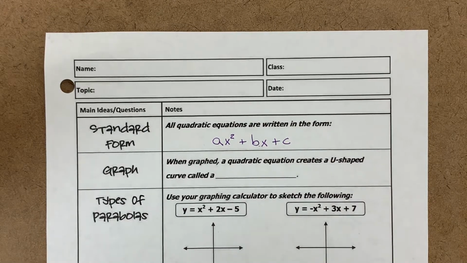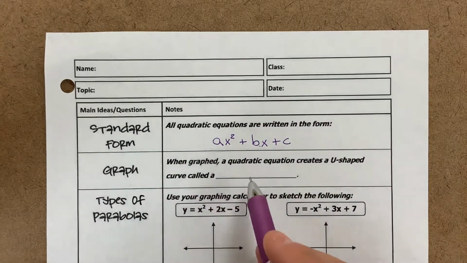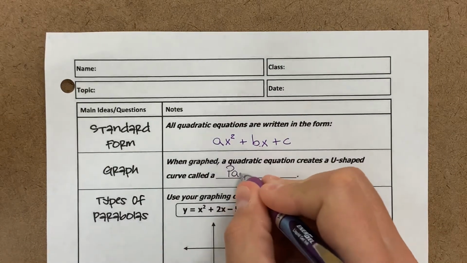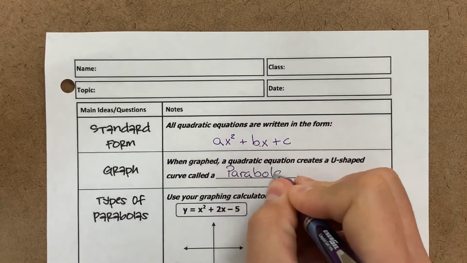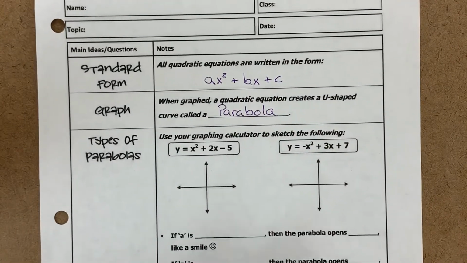Let's start filling in some blanks. A graph of a quadratic. When graphed, a quadratic equation creates a U-shaped curve called a parabola. And these are the type of quadratics that are parabolas.